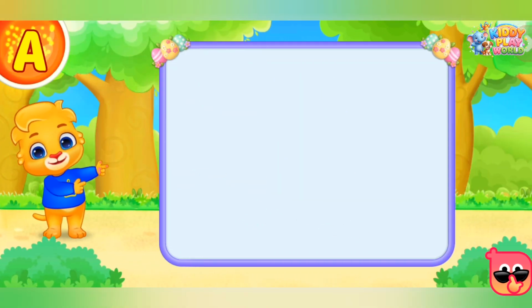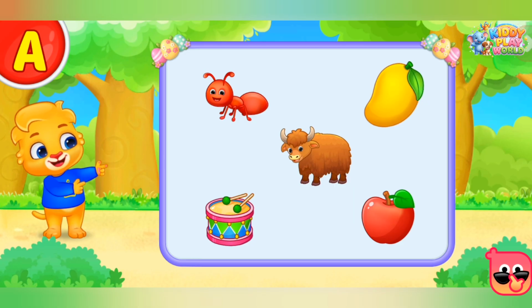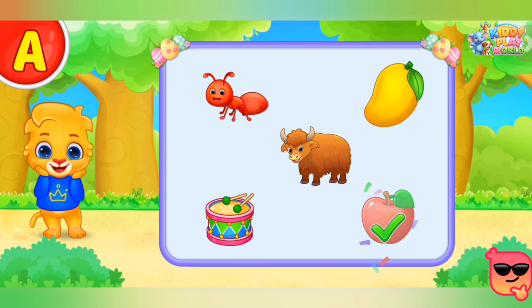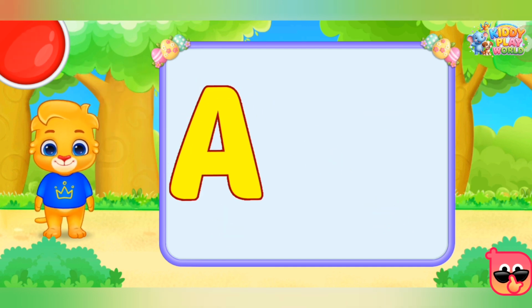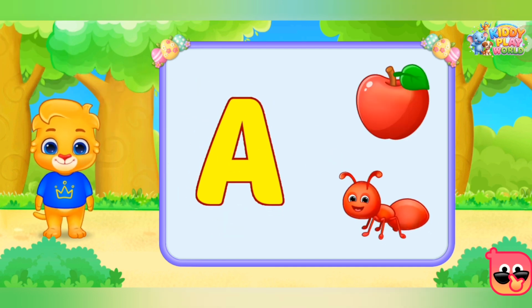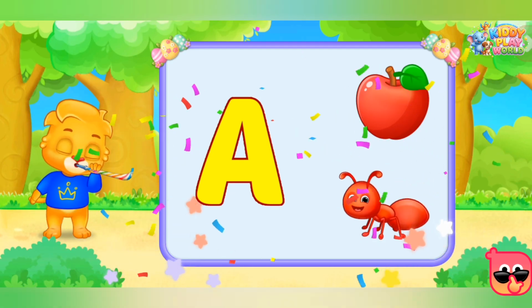Tap the picture that starts with letter A. Woo! A is for apple. A is for ant. Well done.